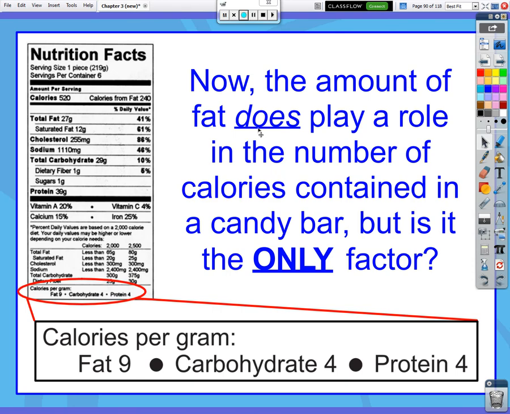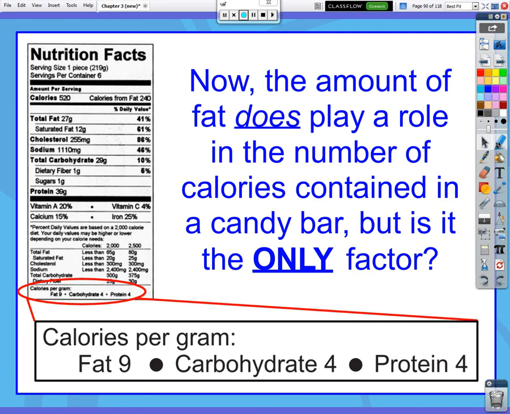Now, the amount of fat does play a role in the number of calories contained in a candy bar. But is it the only factor that contributes to calories? And that answer is no. Sometimes at the bottom of a nutrition facts label, and this isn't always there, it tells you the calories per gram. There are three main things in food that contribute to the total number of calories. For each gram of fat, there are approximately 9 calories. For every gram of carbohydrates, there are 4 calories. And for every gram of protein, there are 4 calories.